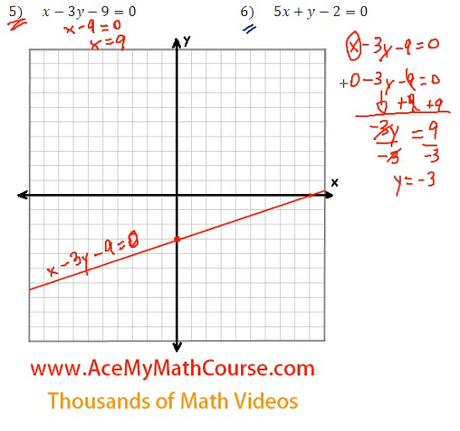Then let's graph number 6. For this equation in particular, I would prefer to rewrite it in slope-intercept form, just because y doesn't have a coefficient, so that'll be pretty easy. So what I'll do is subtract 5x and add 2 to both sides of the equation.